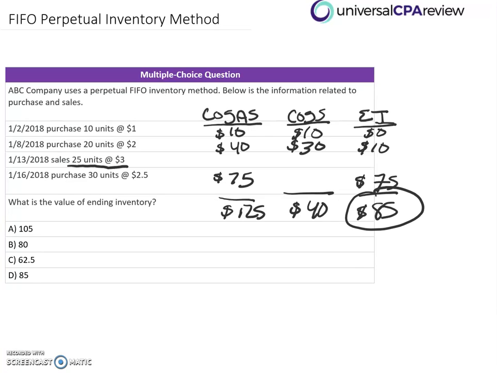And another way to look at this is taking the cost of goods available for sale and subtracting the cost of goods sold amount. So we have $125 less $40. That's going to always equal our ending inventory. That's another way just to back into that amount. So the answer to this question is going to be D, 85.